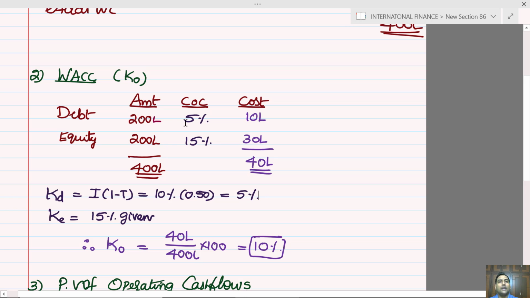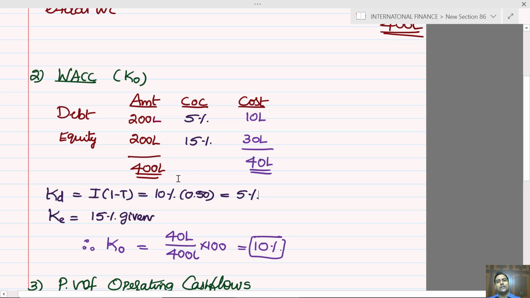So from my perspective, my explicit borrowing cost is 10%, but the actual cost was only 5%, because I got a 5% tax benefit on the interest payment. This is net. So 200 lakhs into 5% means I need 10 lakhs. 200 lakhs into 15% means 30 lakhs. Put together, I need minimum 40 lakhs profit from this project. If I want to justify the finances, every year I should get minimum 40 lakhs from this project.